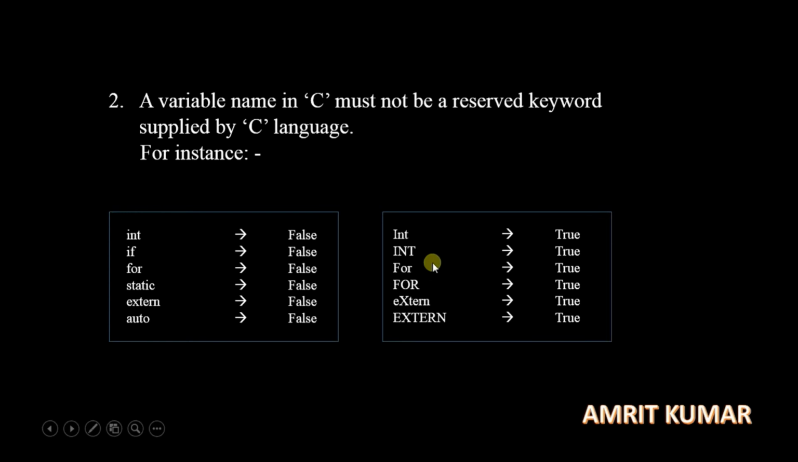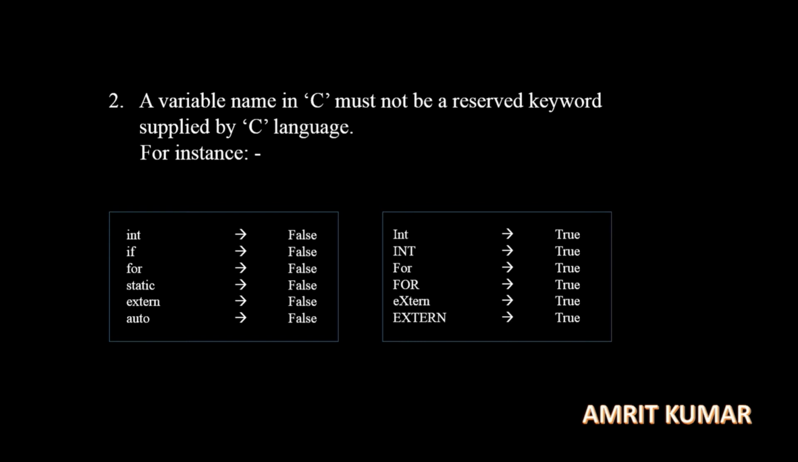Why is it so? Because C is a case sensitive language, and we need not use this. Because all the reserved keywords are written in small letters. But when we change the case of these reserved keywords, then they can exist as a variable name, but this cannot exist as a variable name because this is a reserved keyword. So you have to remember a variable name in C must not be a reserved keyword supplied by C language.